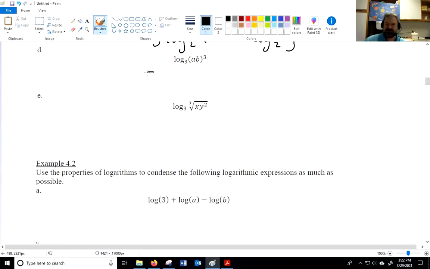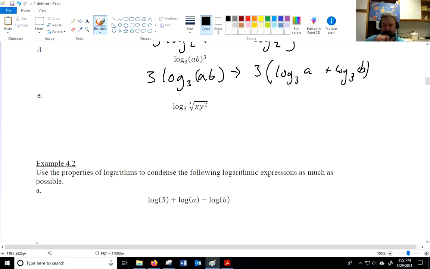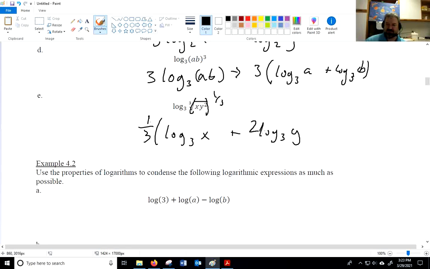On the next one, I'll bring the 3 down first, so I have 3 log base 3 of a times b, which becomes 3 times the log base 3 of a plus the log base 3 of b. All right, on the next one, this is a 1/3 power. That's what it's saying. So I'll make this 1/3 times the log base 3 of x plus the log base 3 of y squared, and I'll put the 2 right there.